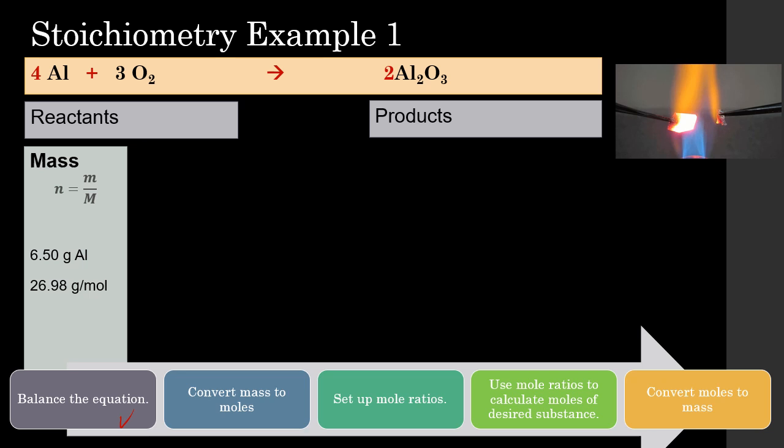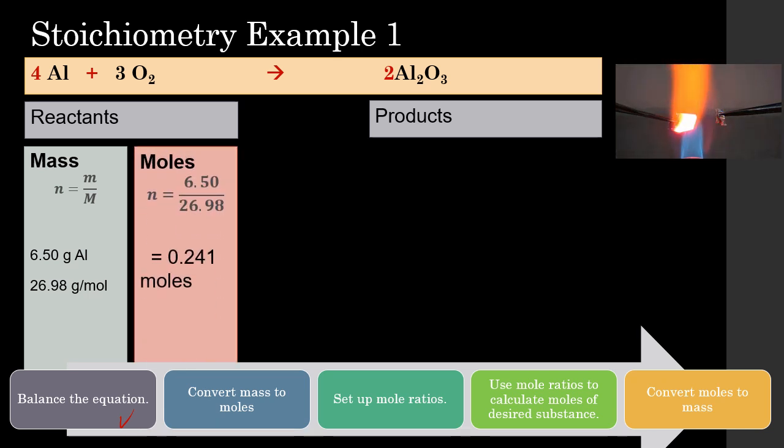And we can read off the periodic table that aluminium is 26.98 grams per mole. So let's convert that now to moles. So it's just 6.5 grams over 26.98 grams per mole. And that will give you 0.241 moles.